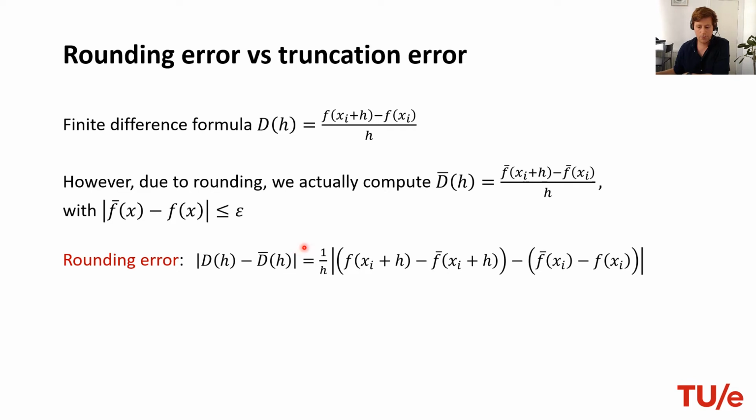So we can try to express that mathematically. We just take the absolute difference between d and dh, and you will see that after some basic reshuffling, we can just plug in these formulas in here, and this will give you the following expression. So we see that this can be decomposed into a difference between f evaluated at xi plus h and the rounded value of f evaluated at xi plus h, and the same for f evaluated at xi with the rounded value for f evaluated at xi.